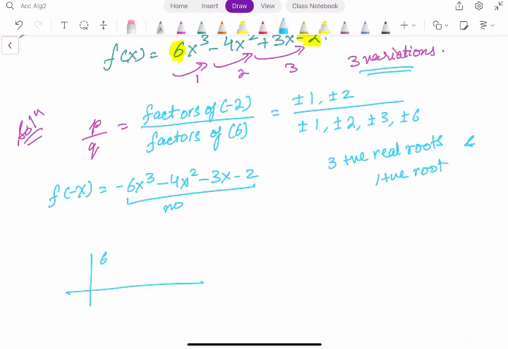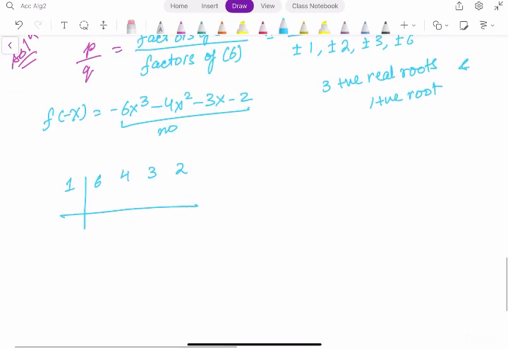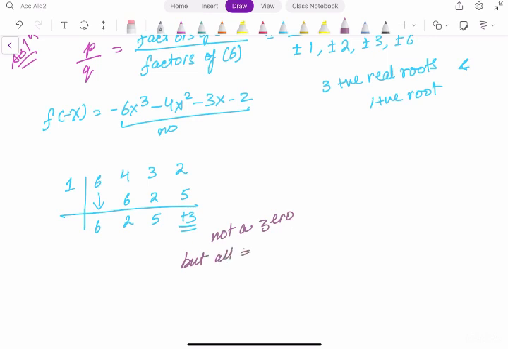For the synthetic division, we are writing all the coefficients. And we are trying to divide by 1. That means x minus 1 when c is 1. So bring 6 down, and then remember diagonal multiplication, vertical addition. So if you can see, all the numbers in the last row are positive. Because all the numbers are positive, x is equal to 1 is an upper bound. Even though the last number is not 0, that's totally fine.